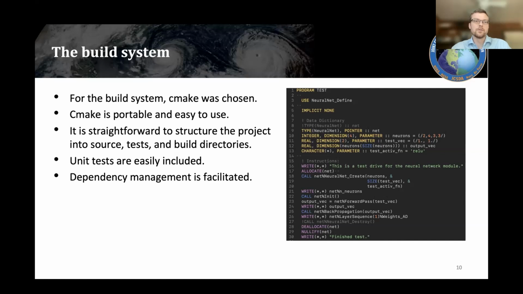And the reasons for that is that CMake is portable and it's easy to use, and it's straightforward to implement a clean structure for the project with your source folders, tests, and build directory. And it's also easy to include unit and regression tests. And the dependency management is facilitated. So as I mentioned before, we want to use netCDF and HDF5, for example, as APIs. And that is really straightforward with CMake. And on top of that, we also get relatively easy integration between Fortran and C and C++. And on the right-hand side, you can see a little code snippet of one of the unit tests that is included in the project, where a neural network constructor is tested.